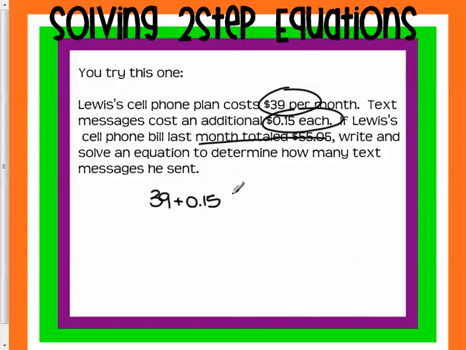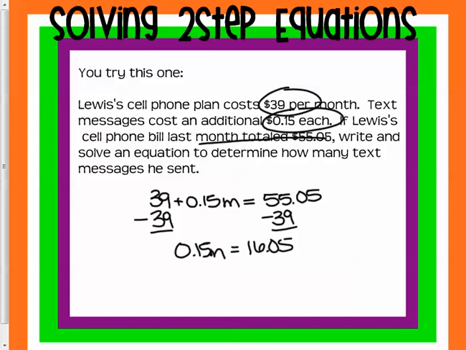So I'm going to put a T, actually let's use an M because a T could look like a plus sign. And my total was $55.05. So let's take away what the company charges me right off the bat, which is that $39. So I know that 15 cents per text message is going to be a total of $16.05 that I can spend. My streets are a little abnormal here, sorry about that.